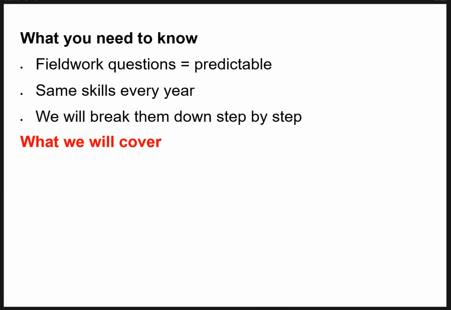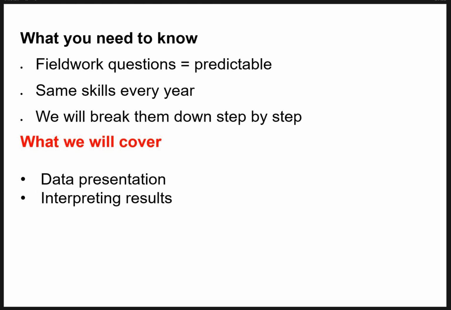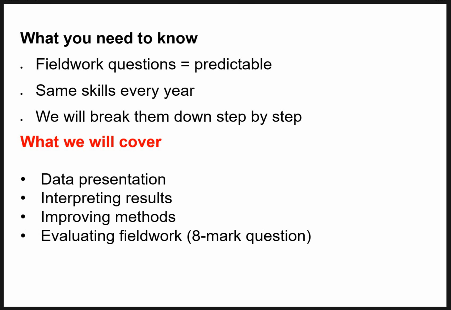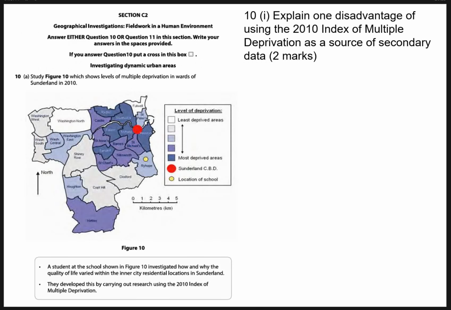We're going to cover data presentation, interpretation of those results, improving methods, and evaluating fieldwork. So this is just one section of the Geography paper 2, and specifically looks at urban fieldwork and the fieldwork that you have done, although I have crammed in some other questions as well just to cover a little bit more content. So it covers all aspects. All right, let's start.